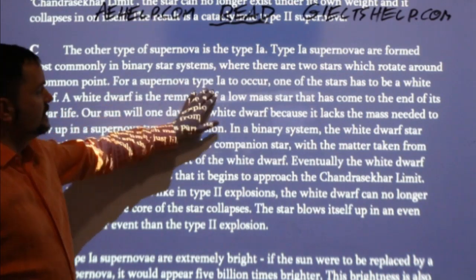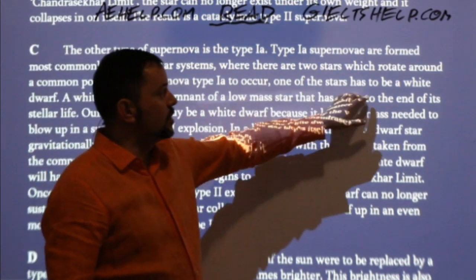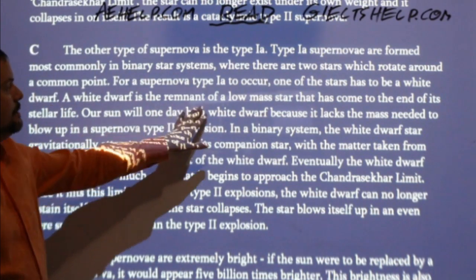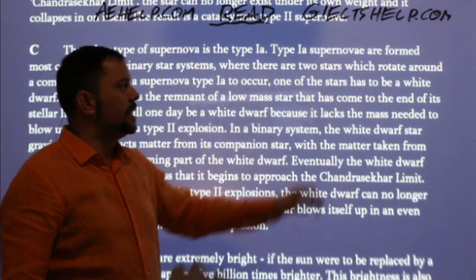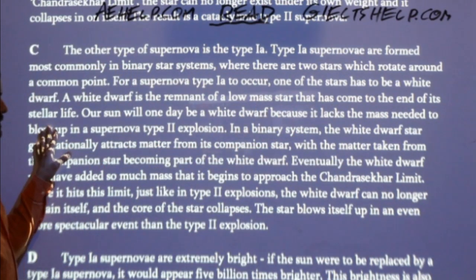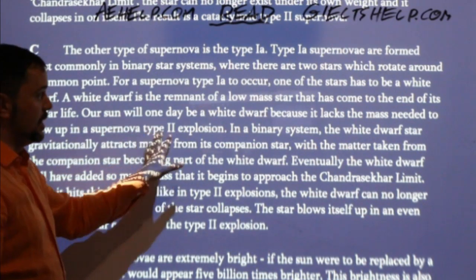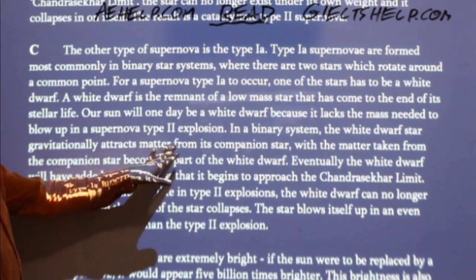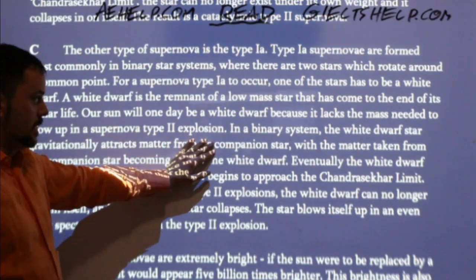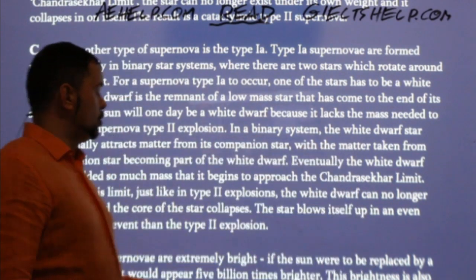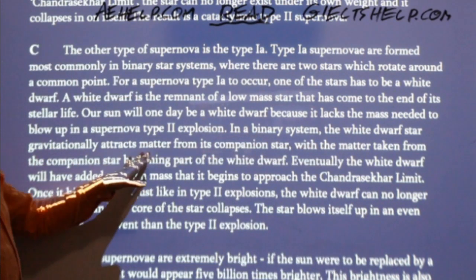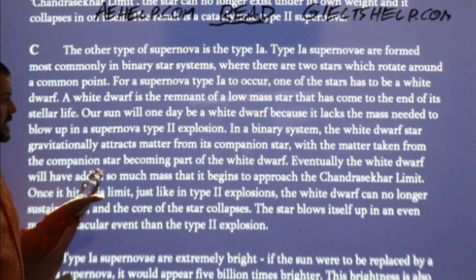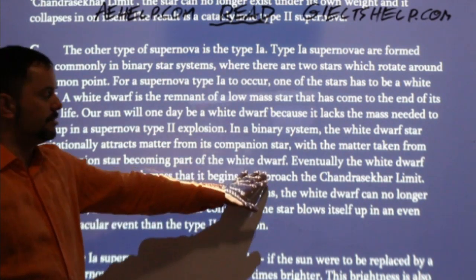For a supernova type 1a to occur, one of the stars has to be a white dwarf. A white dwarf is the remnant of a low-mass star that has come to the end of its stellar life. Our sun will one day be a white dwarf because it lacks the mass needed to blow up in a supernova type 2 explosion. In a binary system, the white dwarf star gravitationally attracts matter from its companion star, with the matter taken from the companion star becoming part of the white dwarf.